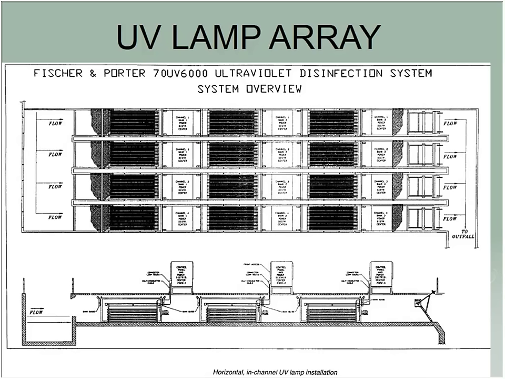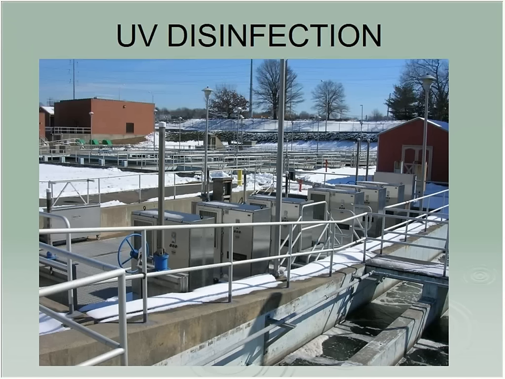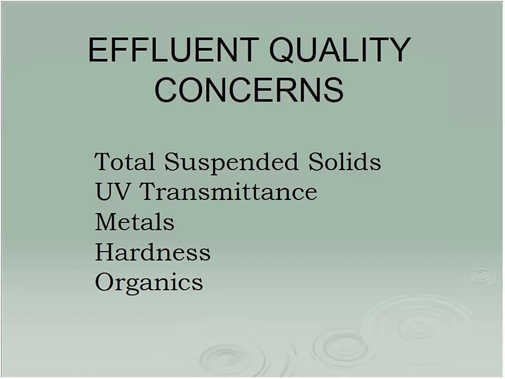Okay. Lots and lots of lights. These are fairly old units down in Wallingford, Connecticut. Each one of these boxes indicates a set of lamps down inside that channel. You're concerned with high suspended solids, and you've got to make sure your bulbs are transmitting properly. Metals can be a problem, hardness collecting on the sleeves, and organics.